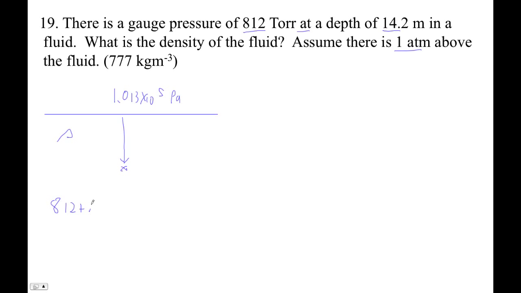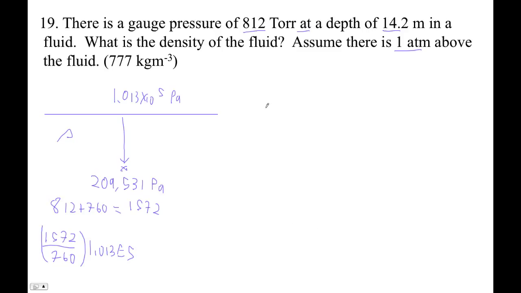So I'm going to go 812 plus 760 and get the actual pressure. There's another way to do this, but I'm trying to use the formula in the data pack. So 1572, and then let's figure that out in pascals. 1572 over 760 times 1.013 E5, and the pressure down here is 209,531 pascals. Quite a lot of pascals, right? Okay, so now we're set.